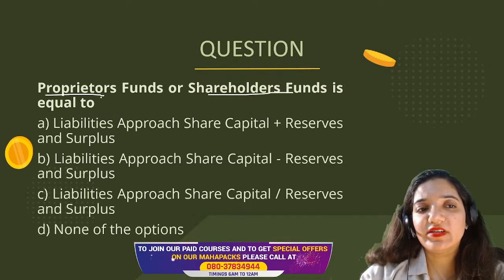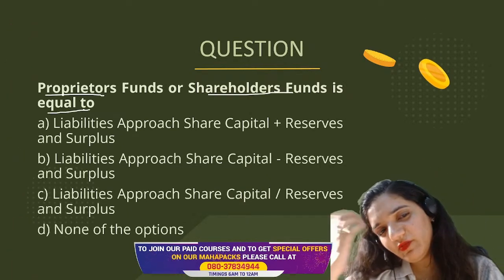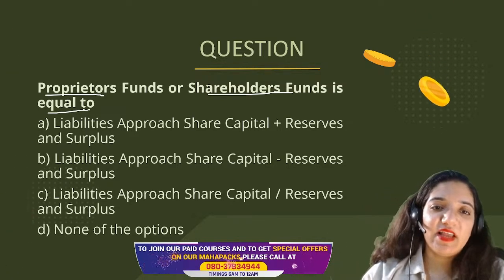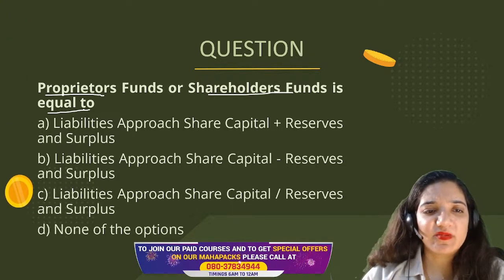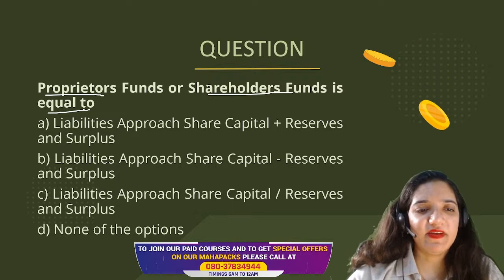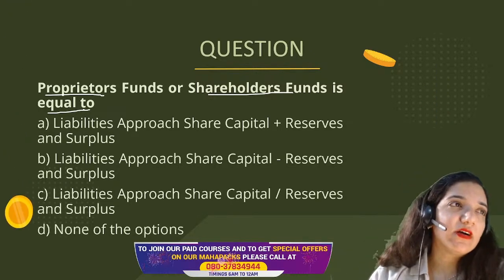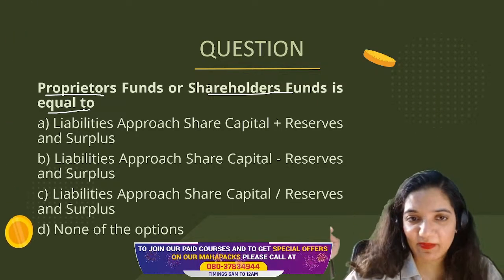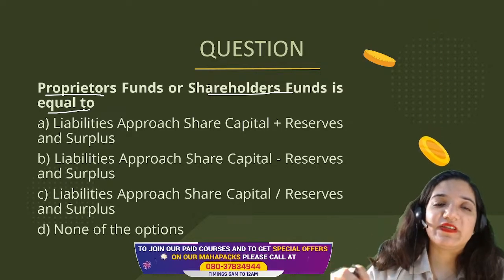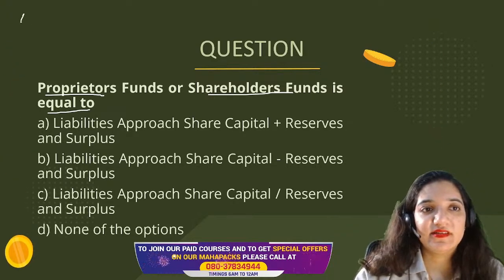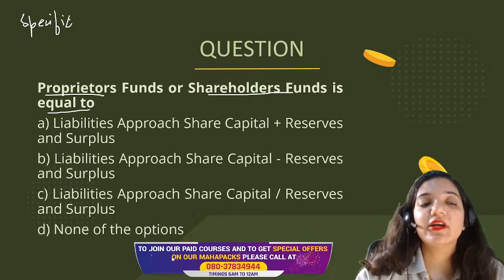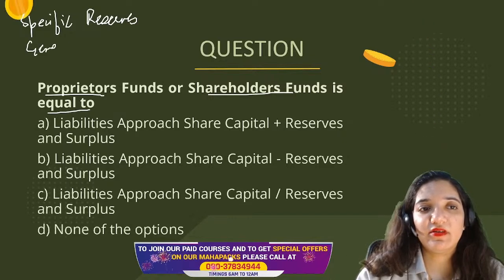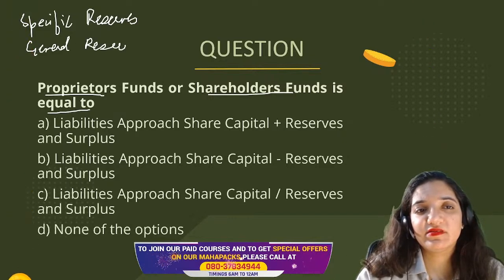Proprietors funds or shareholders funds is equal to. What do you mean by shareholder funds? Liabilities approach share capital plus reserves and surplus. Liability approach is share capital minus reserves and surplus. Liability approach is share capital divided by surplus. Achha, share capital includes two things, that is equity and preference. It includes equity share capital and preference share capital. Reserves and surplus includes all the specific and general reserves. Number one, specific reserves, the reserves which are for use only for specific purpose, and general reserves which are used only for general purposes.